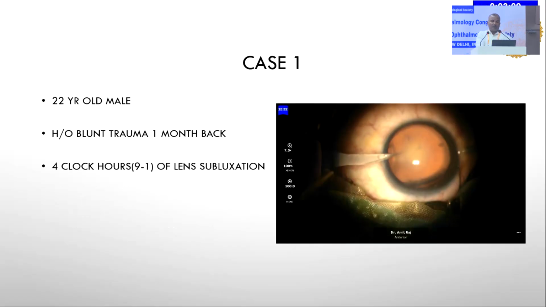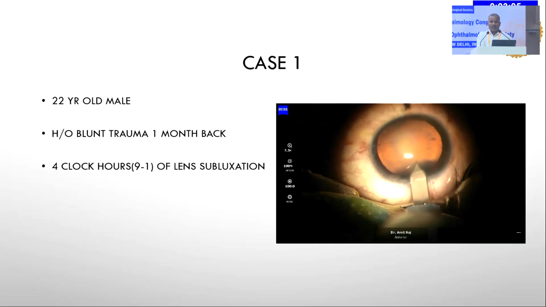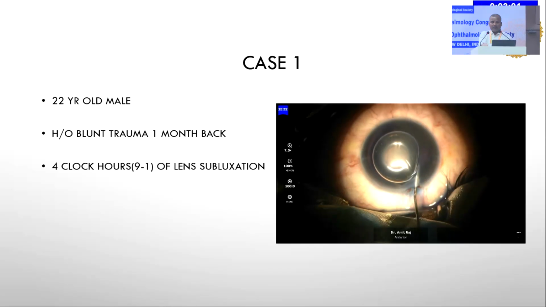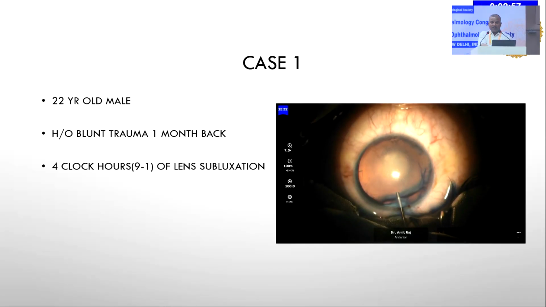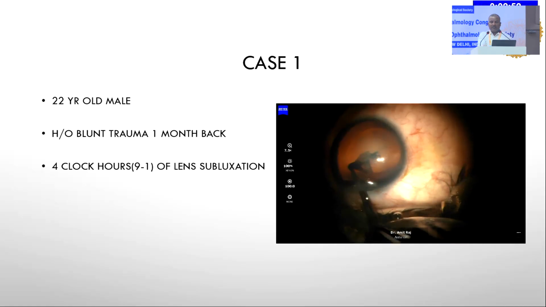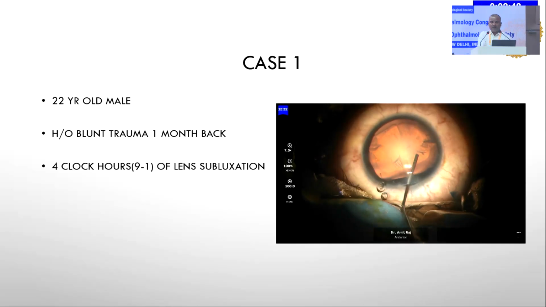This is a case of a 22-year-old male. There was a history of blunt trauma, and there was 4 clock hours of subluxation superiorly. So all these cases should be stained, and in these cases the rhexis should be initiated away from the zonular dehiscence.